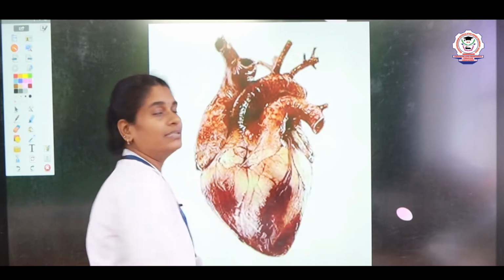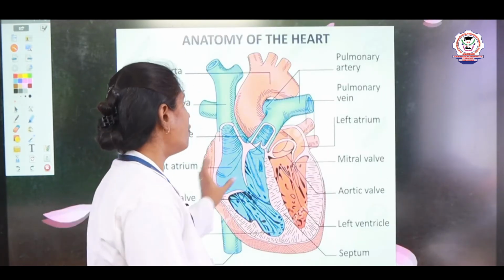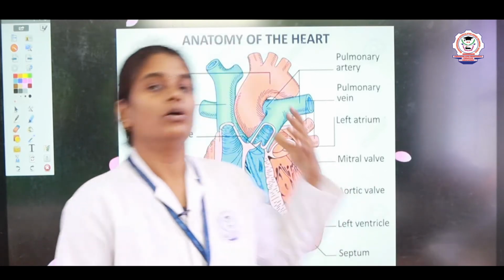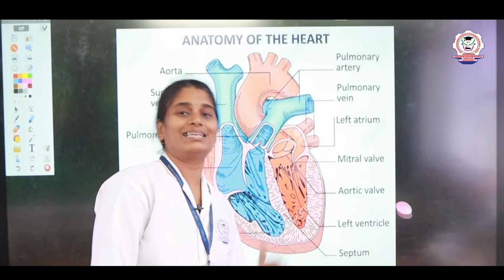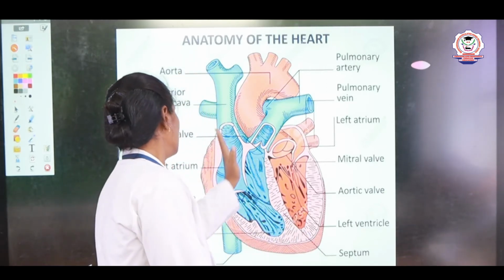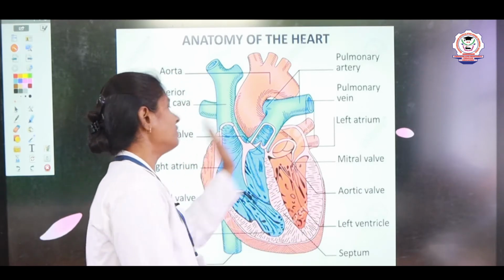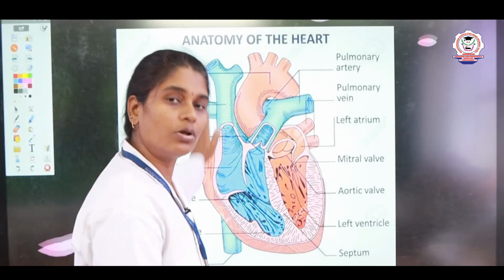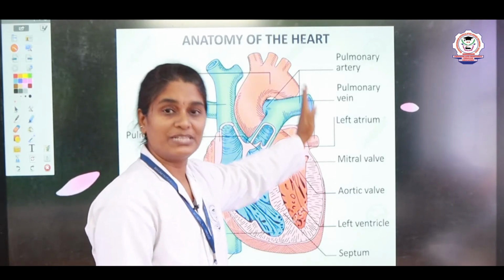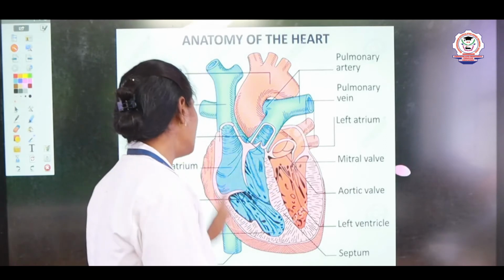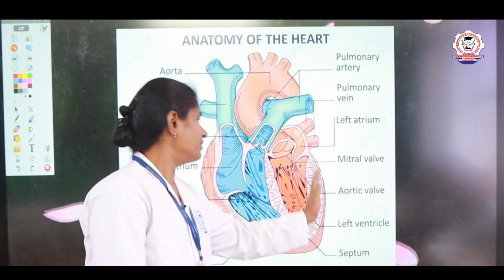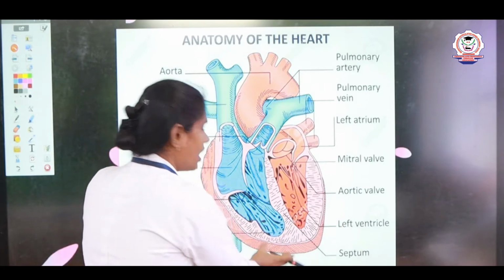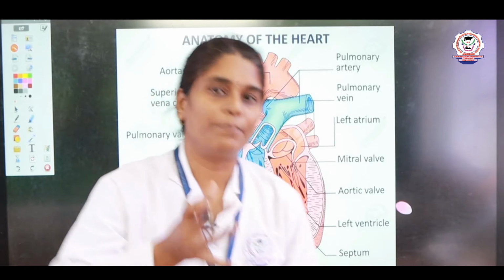When we look inside, the heart is divided into 4 chambers. The upper chambers are called atria, or we can also call them auricles, and the lower chambers we call ventricles. These auricles and ventricles are on the right side as well as the left side. The auricle on the right side is known as the right auricle or right atrium, and the one on the left is the left atrium. The ventricle on the right is the right ventricle, and the ventricle on the left is the left ventricle.